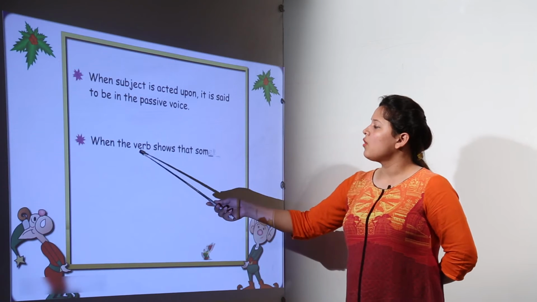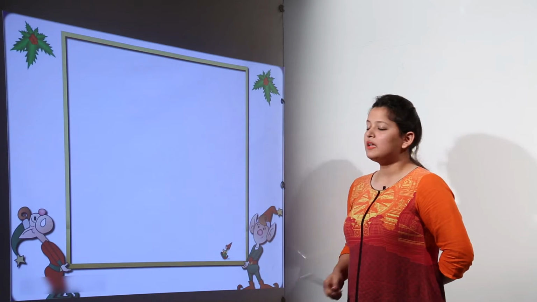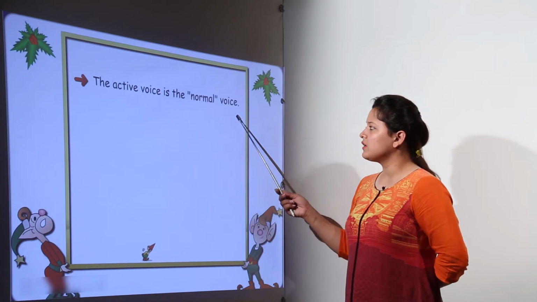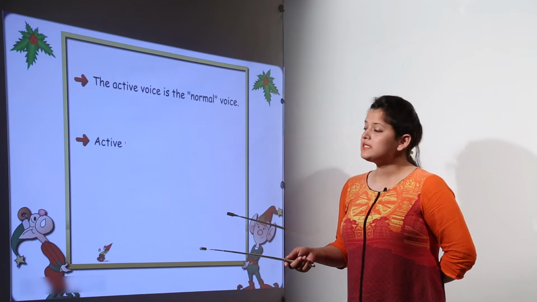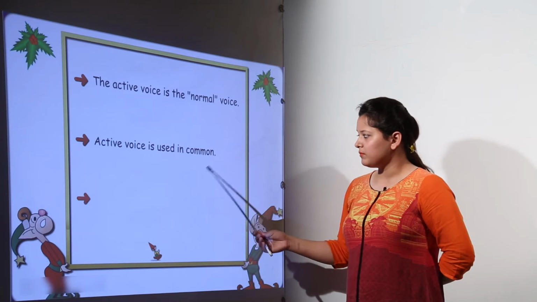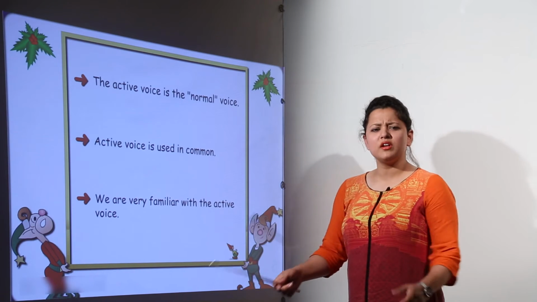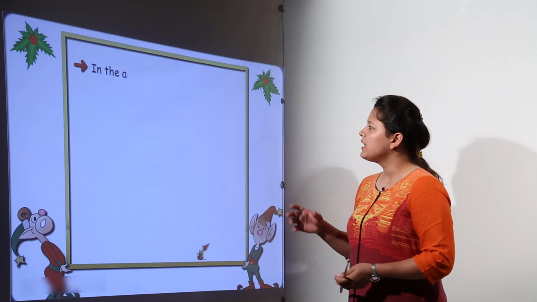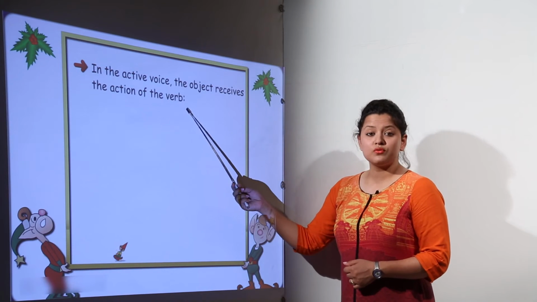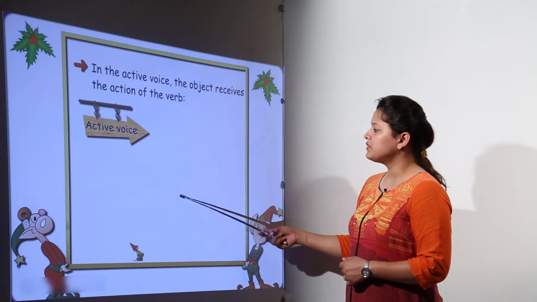When the verb shows that something is done to the person, we say it is a passive form. The active voice is the normal voice, the one we use in common speech. We are very familiar with the active voice; generally, what we say normally is in active voice. In the active voice, the object receives the action of the verb, and the active voice can have many different examples.